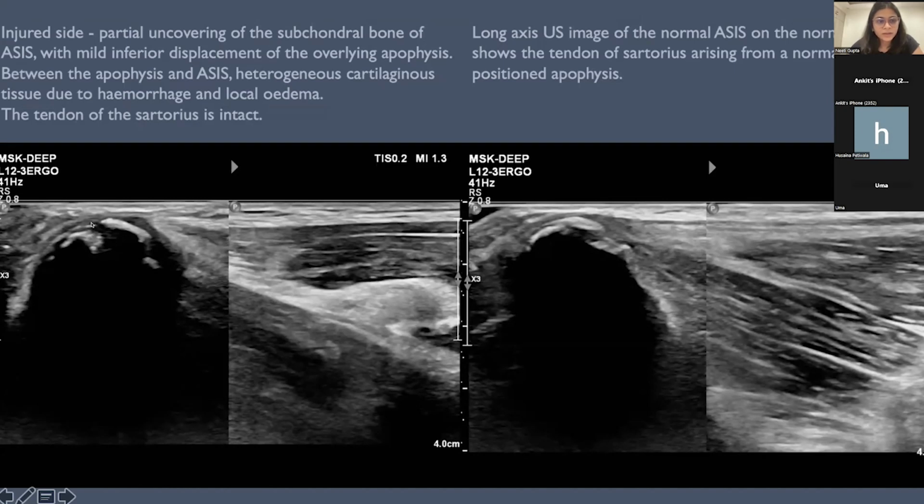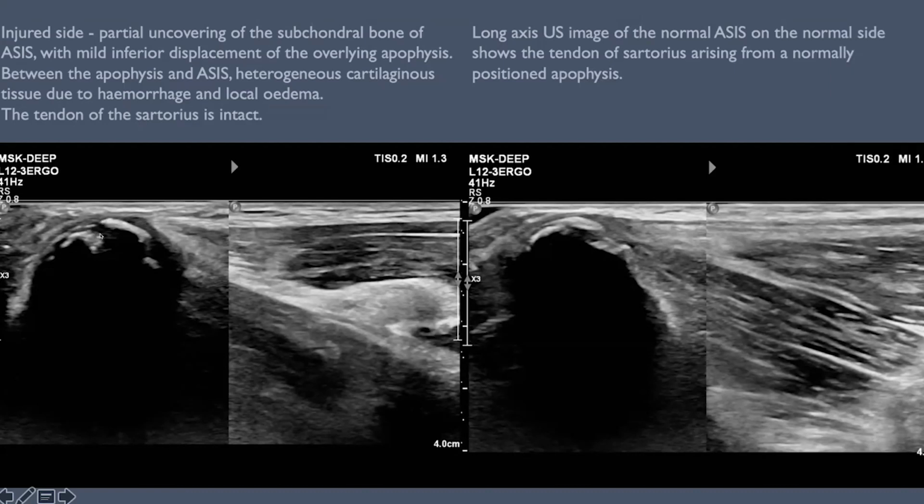So what we see here is widening of the space between the apophysis and the underlying subchondral bone. So this is termed as apophyseal widening. If you compare with the contralateral side, we see that the curvilinear apophysis is nicely placed over the underlying subchondral bone, and there's no widening between the two. So what I found here, and this area corresponded to the site of maximum tenderness. So I hope my pointer is visible. Yeah, so this was actually the site of maximum tenderness.